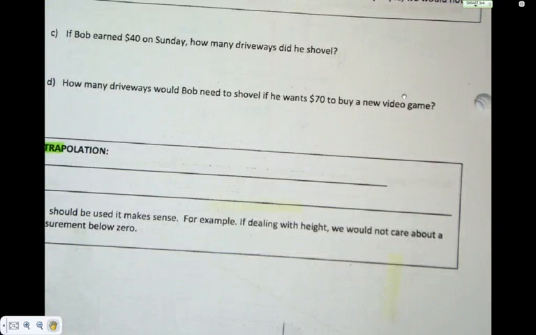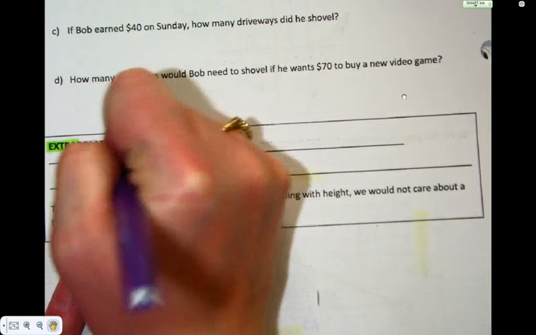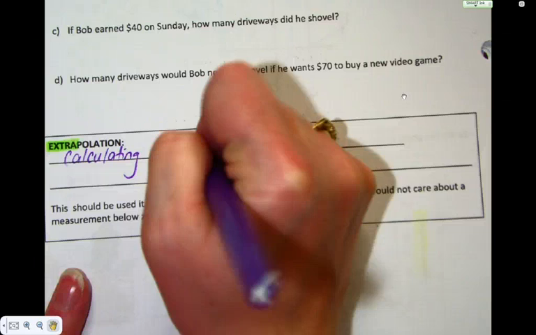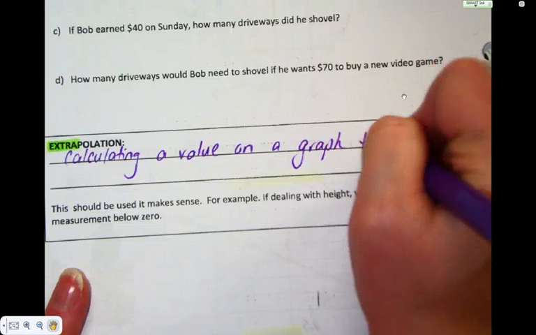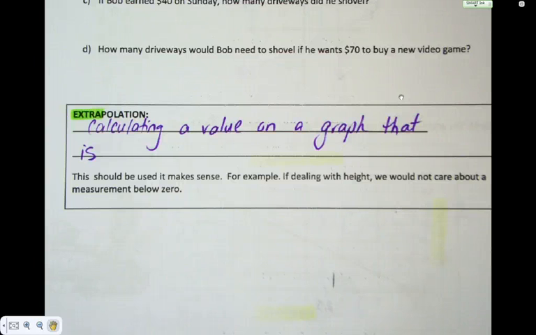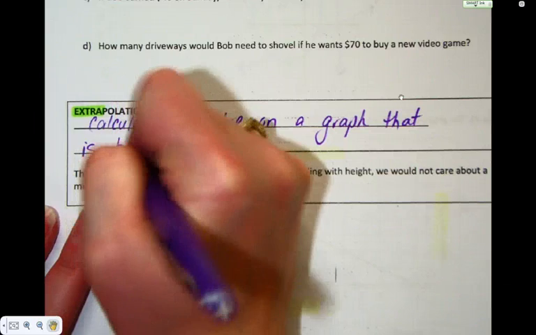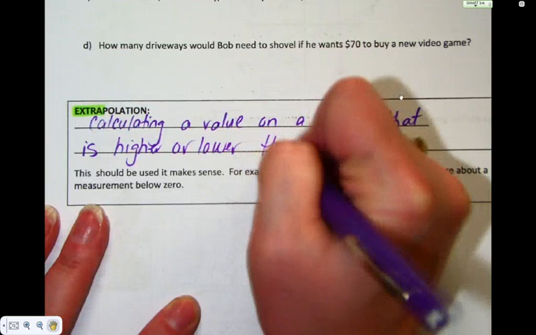What does the word extrapolation mean? So it starts the same way, calculating a value on a graph. Calculating a value on a graph, that is. So inter meant in between. What does extra mean? Outside. So that is either higher or lower than the given points.